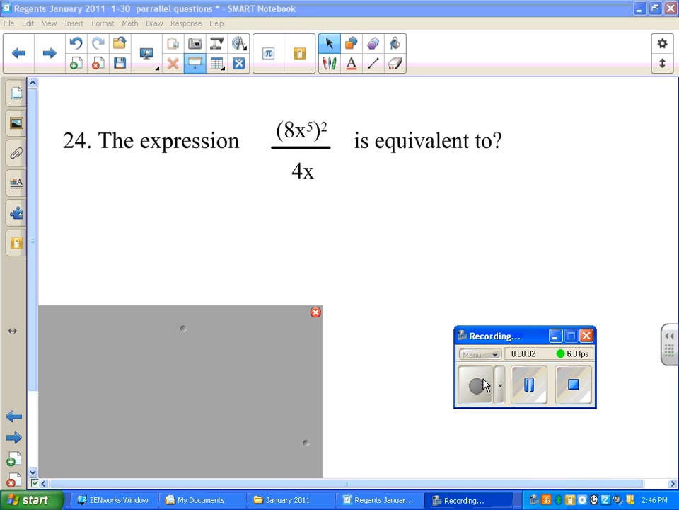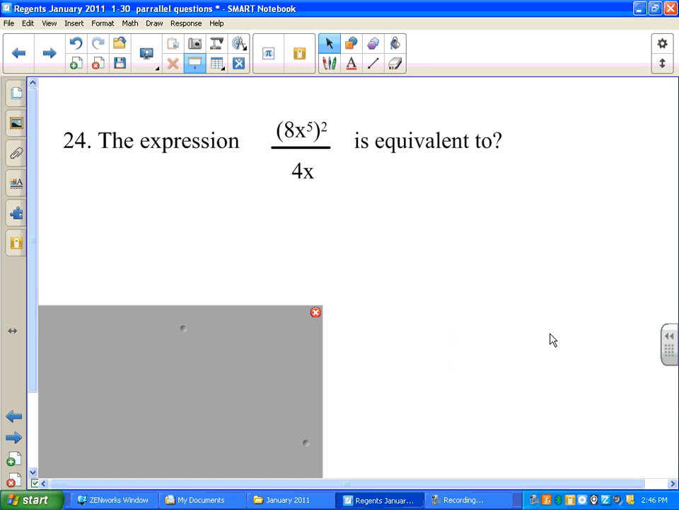Okay, ladies and gentlemen, this is the January 2011 Integrated Algebra Regents. These are parallel questions. They're not exactly the same questions, but they're questions like number 24 in the January 2011 Regents. We're using them to study to make sure that we can pass this year's Regents exam.